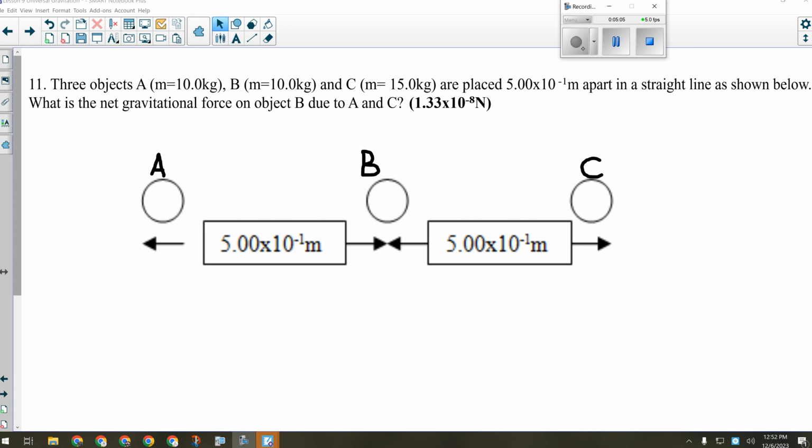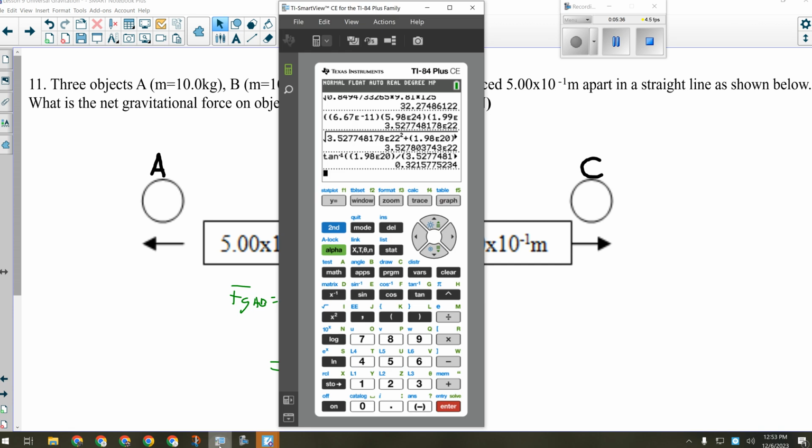So we're trying to find the net gravitational force on B. How many gravitational forces are acting on B? Two: the force between A and B and the force between B and C. So I just have to calculate the two of those. The force of gravity between A and B is going to be 6.67 times 10 to the minus 11 times 10 times 10, because they're both 10 kilogram masses, and they are both half a meter apart. If I do that, that should give me the force of gravity between A and B.